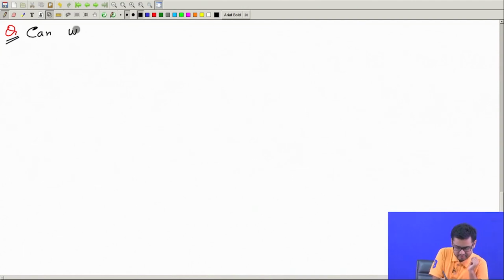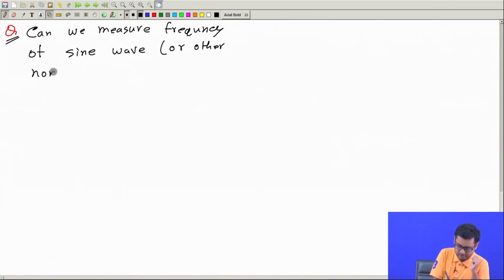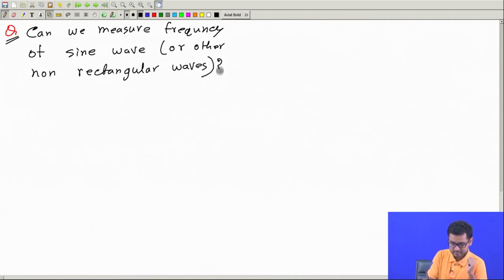Can we measure the frequency of non-square or non-rectangular waves like a sine wave or other non-rectangular waves? So, can we do that?